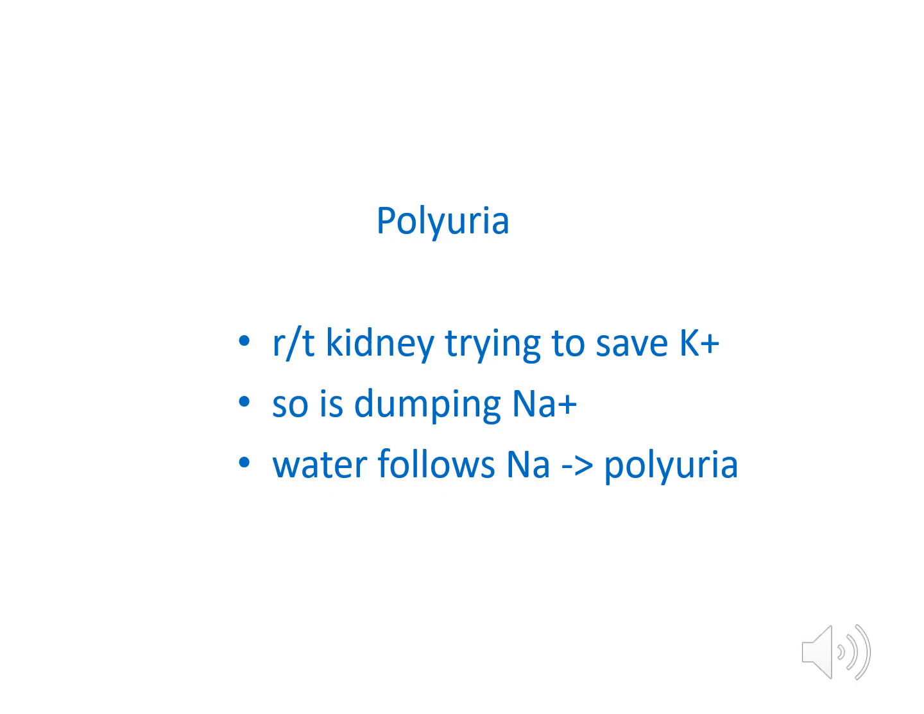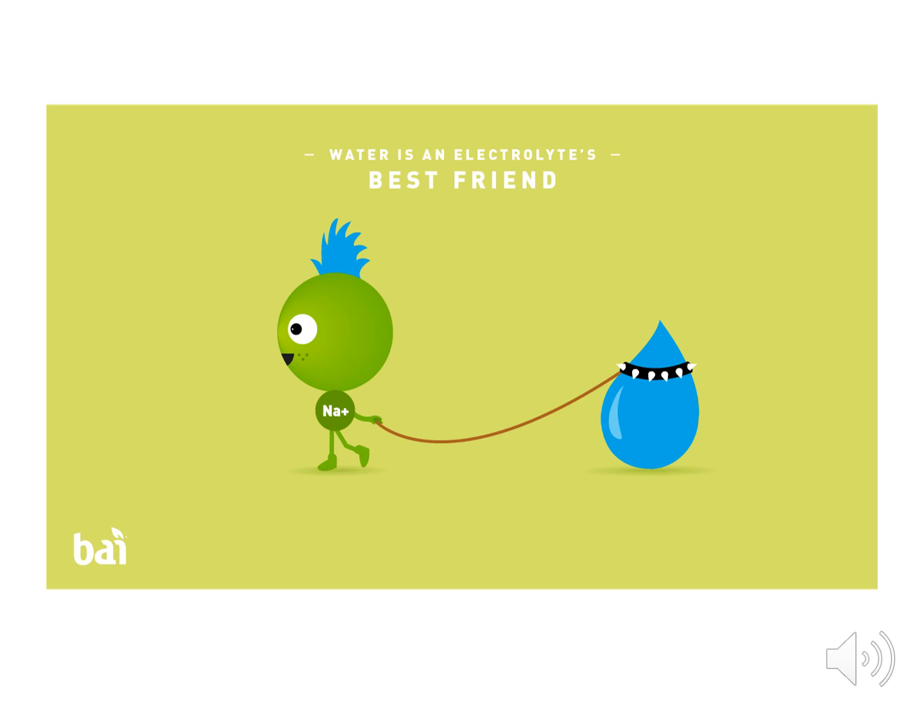And you remember that sodium and potassium sort of go opposite to each other, right? So if the kidney's saving potassium, that means it's dumping sodium. And when the kidney dumps the sodium, water follows. Remember, water is like the little dog that follows sodium around. So if the kidney is dumping sodium, water's going to follow. We're going to have a large urine output. And of course, if you have a large urine output, people are probably going to be complaining of being thirsty, right?